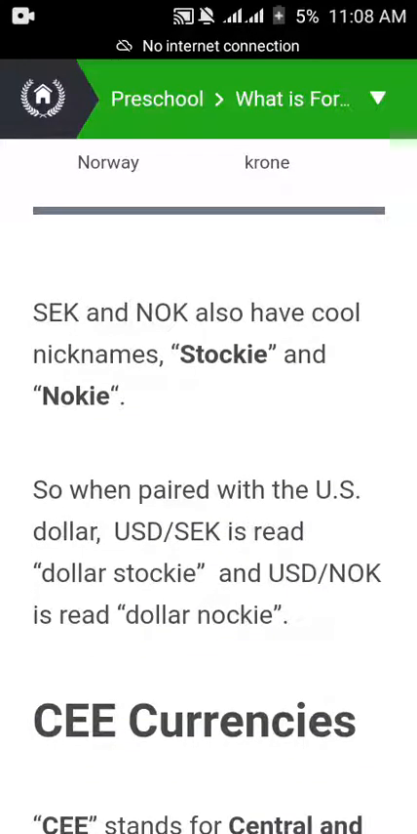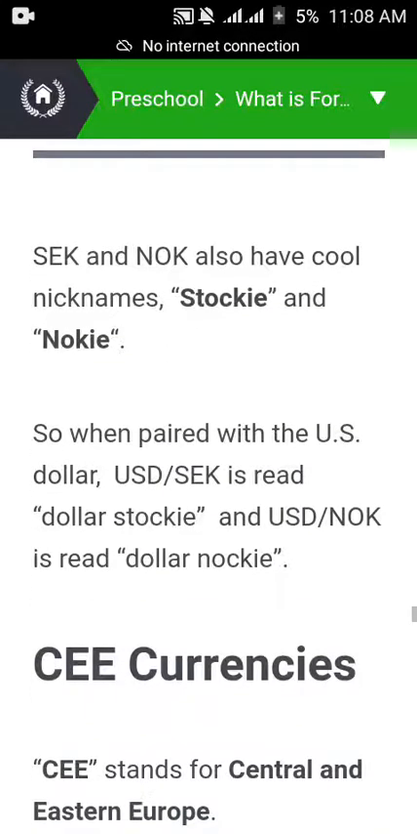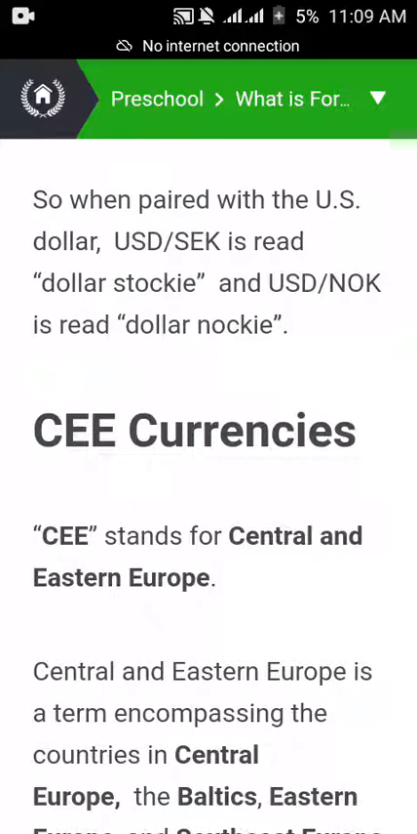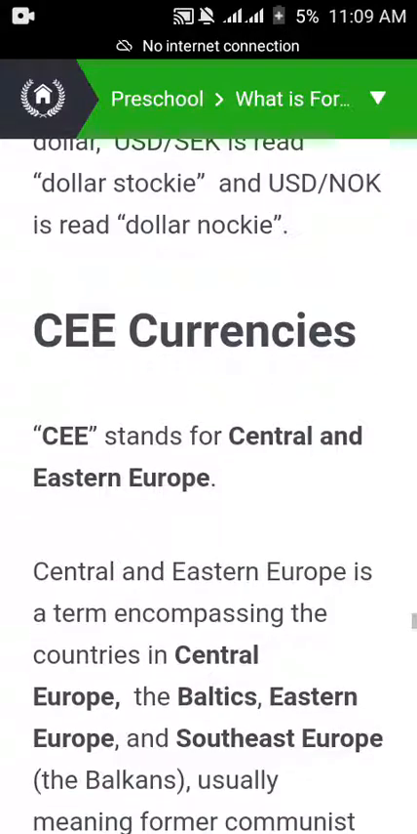SEK and NOK also have cool nicknames: Stokke and Nokke. These are the nicknames. So when paired with the US dollar, USD/SEK is read "dollar Stokke," and USD/NOK is read "dollar Nokke."